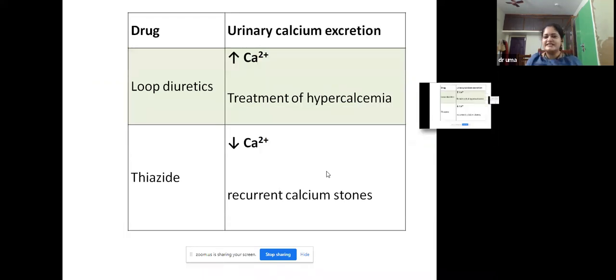Loop diuretics lose calcium, so they increase calcium excretion. So they are used in the treatment of hypercalcemia. Thiazides decrease the calcium excretion, so they are used in recurrent calcium stones.